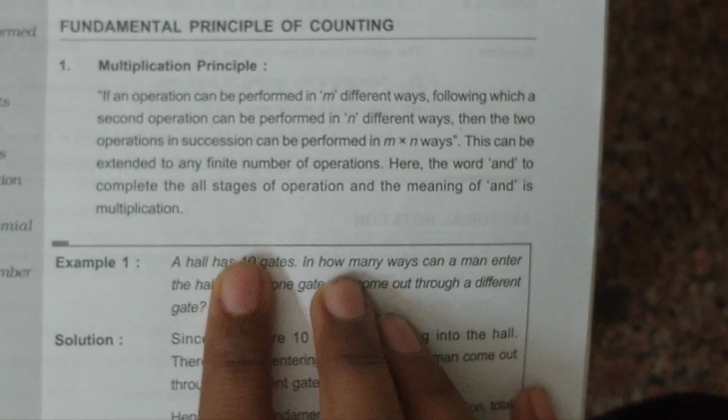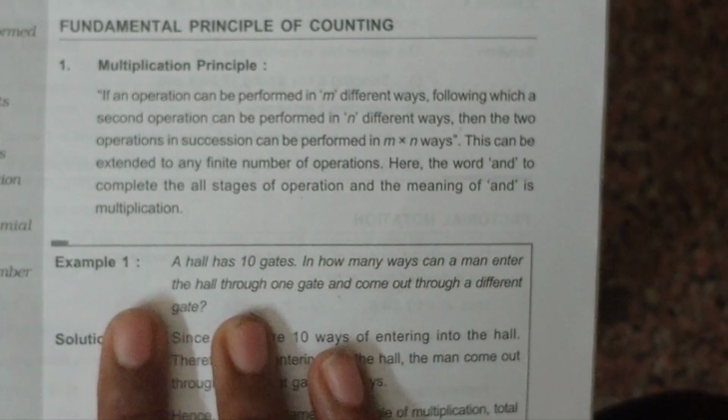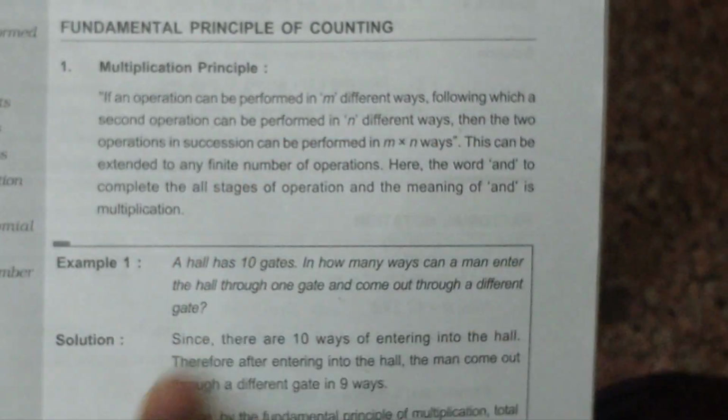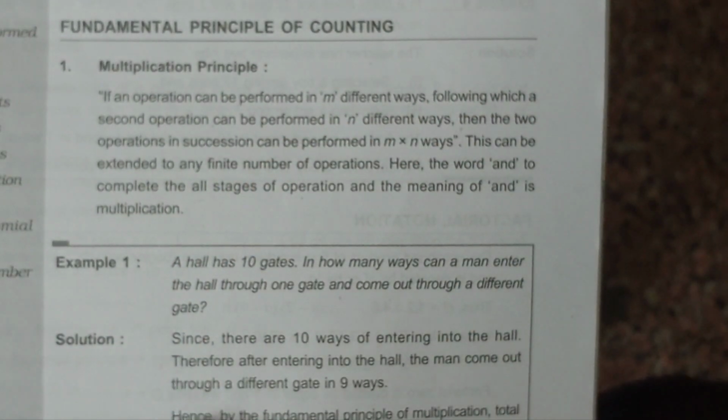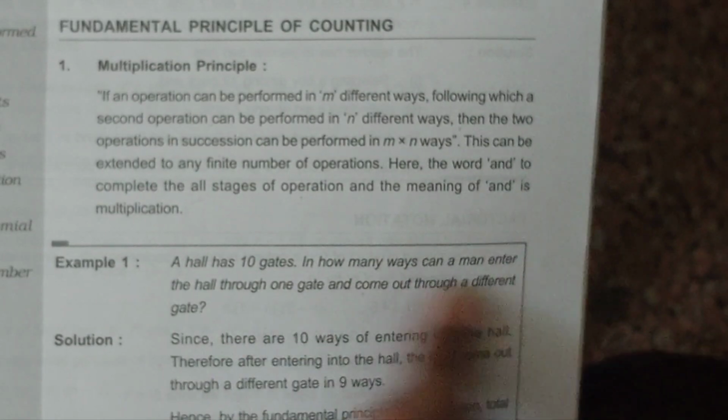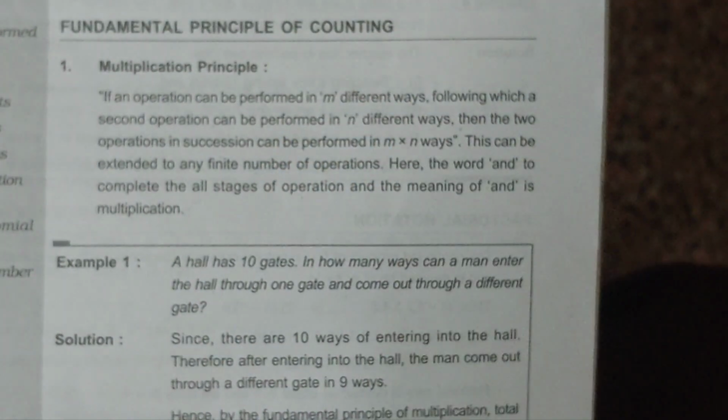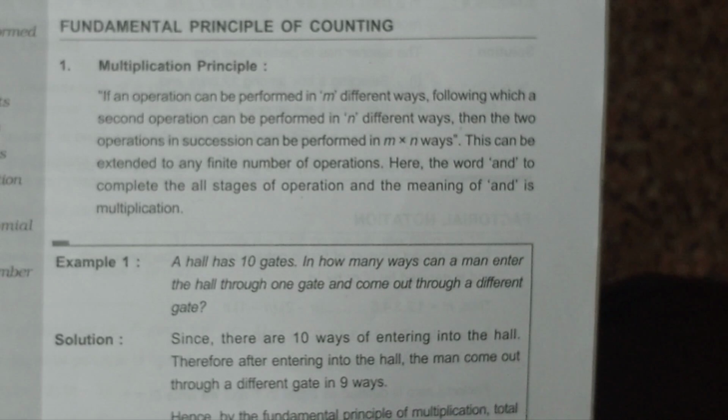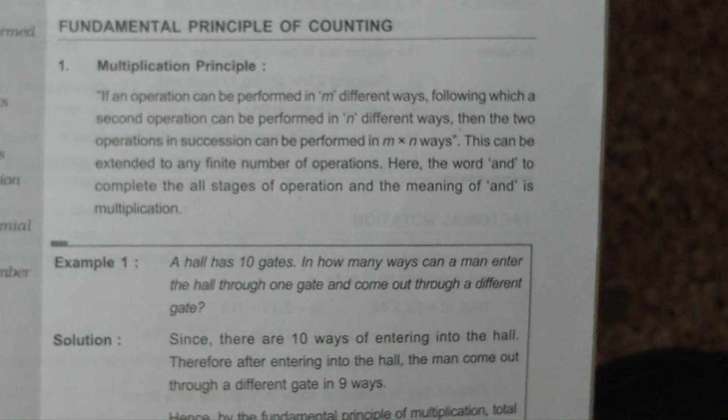For example, there was a hall with 10 gates, and a man has to enter and then come out, but it should not be through the same gate. If he went in through one, then he has to come out by a different gate. That's why we multiply 10 into 9, because now there are 9 ways of coming back out.